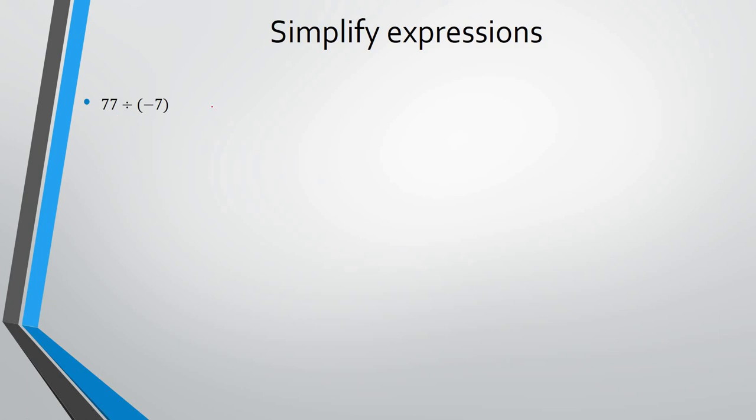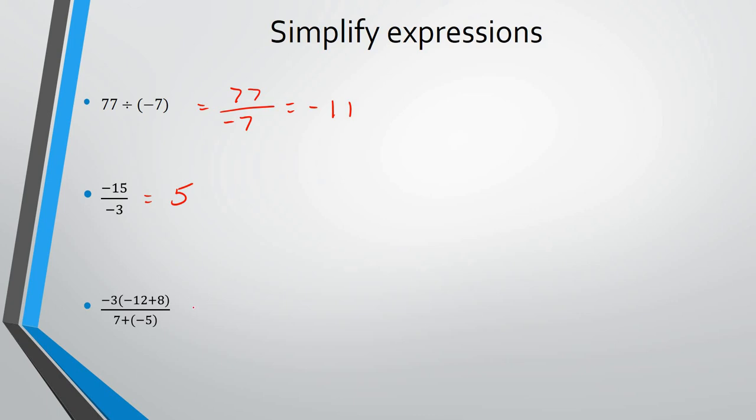77 divided by negative 7. I like when we rewrite it as a fraction. 77 sevenths is negative 11. Negative 15 divided by negative 3, positive 5. Try this one on your own real quickly.